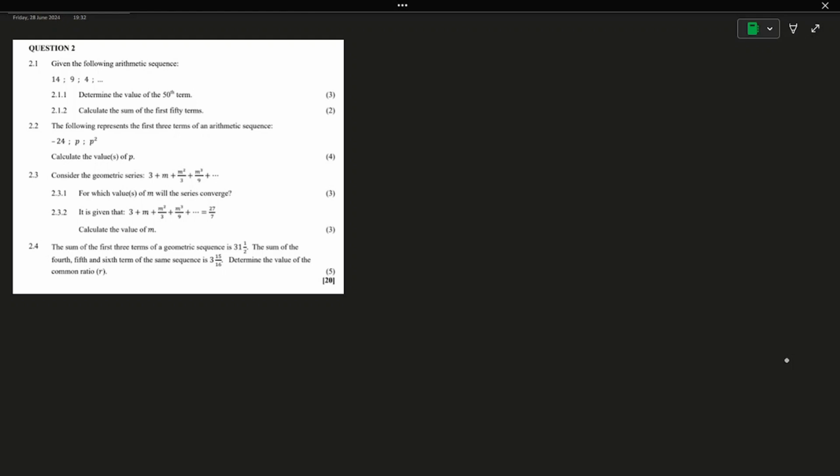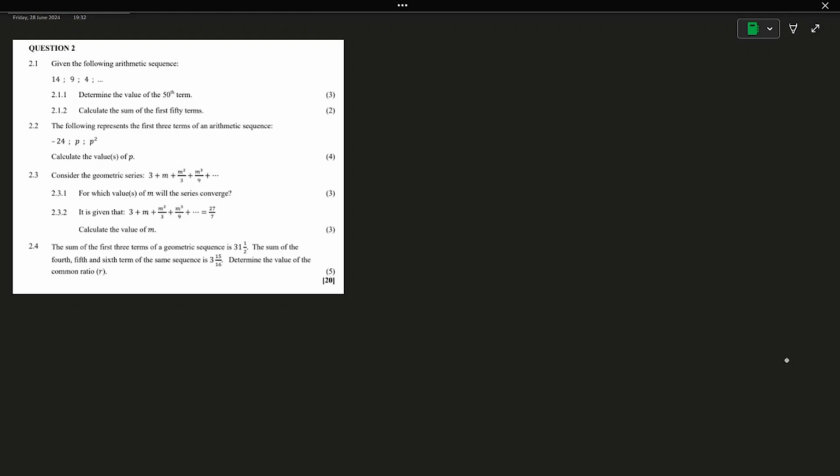So now let's see what we have, right? They say the sum of the first 3 terms of a geometric sequence is 31.5. The sum of the 4th, 5th, and 6th term of the same sequence is 3 and 15/16. Determine the value of the common ratio R.